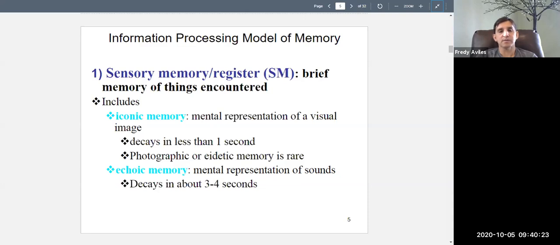Now, there are two kinds of sensory memory that have been studied the most, and that's iconic memory and echoic memory. Iconic memory is simply memory for things that you've seen. It's basically the mental representation of a visual image, things that you've just seen, okay? So it decays in less than a second. Visual images that you've just been exposed to decay in maybe half a second. So if you see something and you immediately look away, in about half a second you've already forgotten that.